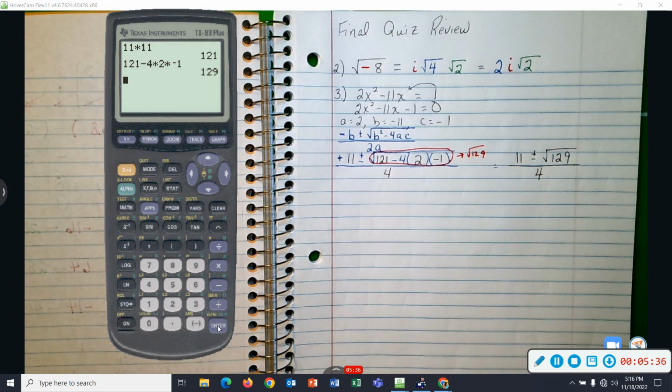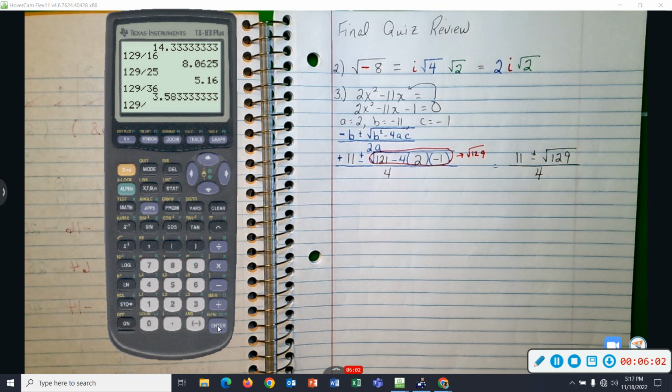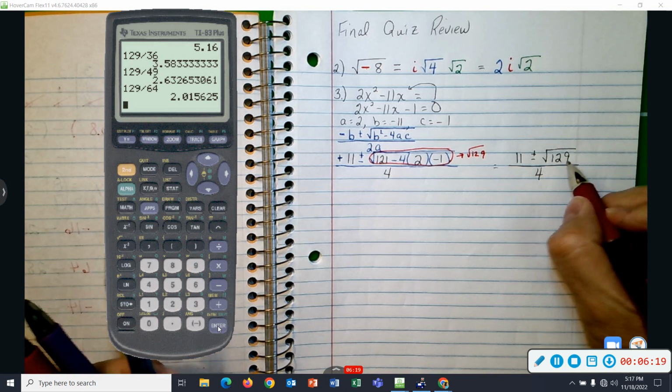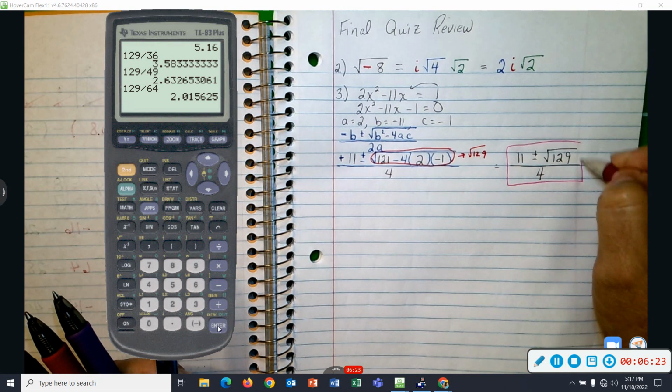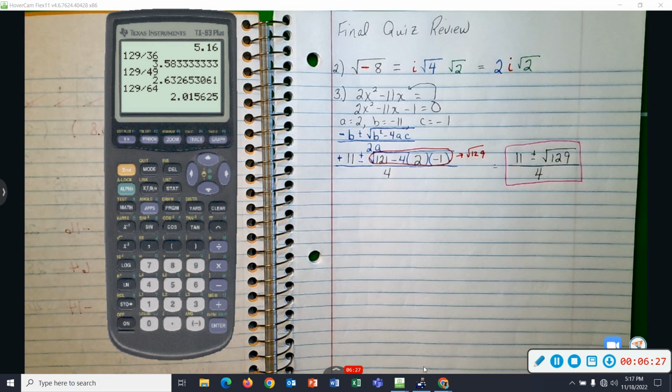Now, can I simplify the square root of 129? Are there any perfect squares that divide evenly into 129? 4 doesn't. 9 doesn't. 16 doesn't. Of course, 25 doesn't. What about 36? 49? You can go on as long as it takes for you to convince yourself there's no perfect square that divides evenly. 129 divided by 64. So we can't simplify the square root of 129. So this stays our answer: 11 plus or minus the square root of 129 all over 4.